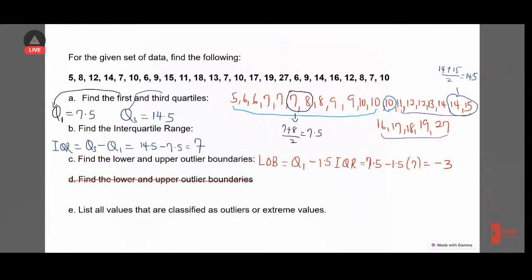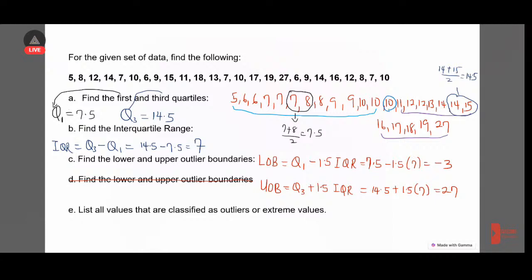And for the upper outlier boundary, I'm going to use UOB, upper outlier boundary. The formula is Q3 plus 1.5 multiplied by the interquartile range. And Q3 is 14.5 plus 1.5 multiplied by 7. And this gives 25. So the lower outlier boundary is negative 3 and the upper outlier boundary is 25.